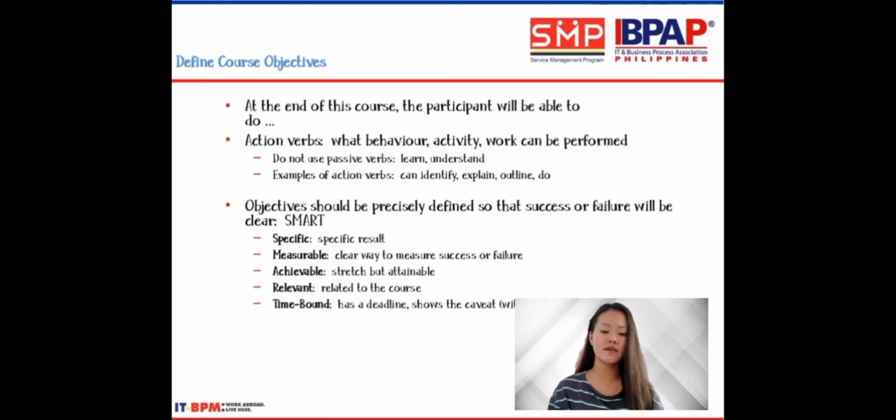Next, A, achievable, a stretch but attainable. Check to see if your goal is realistic. Make sure it's something you'll be able to accomplish. The next is R, relevant, related to the course. Make sure your objective is something you're passionate about. And last, the T, time-bound, has a deadline. To achieve your goals, choose a time range that is linked to the goal setting process.